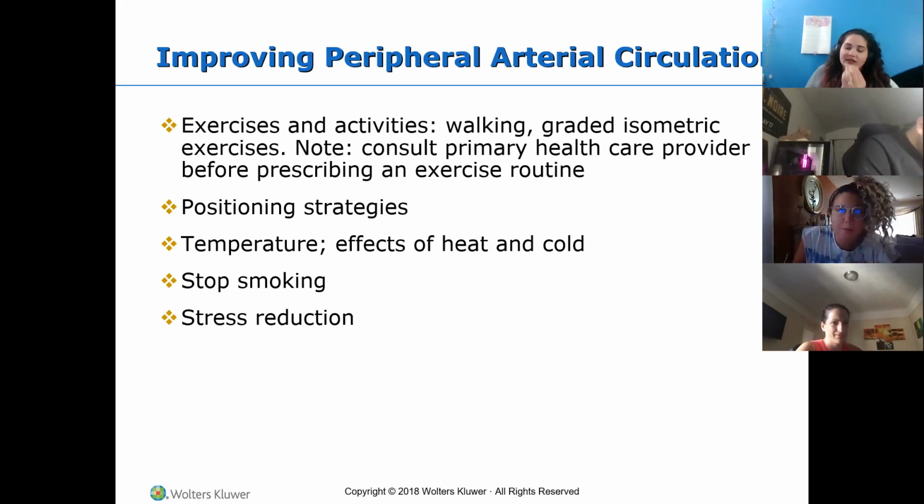Why do we do positioning? To avoid pressure points. To promote circulation. Yeah. So you're going to want to make sure that they're moving positions, because certain positions have better circulation to a certain part of your body than others do.